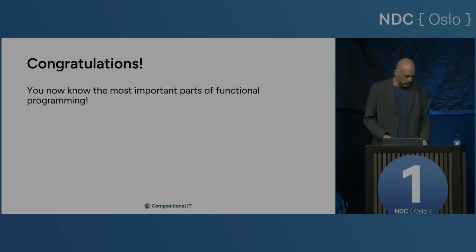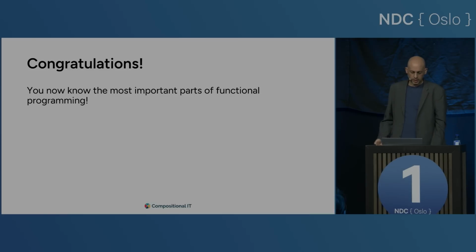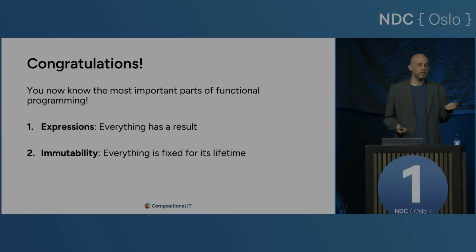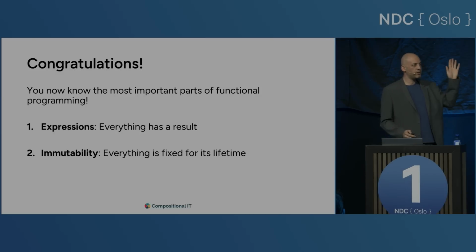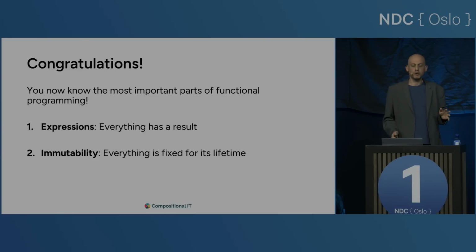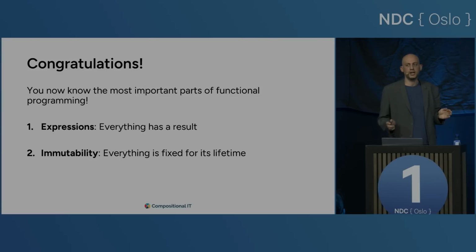That's it. We're 15 minutes in, you've now learned functional programming. That is really all there is to it. Expressions, everything should have a result, and immutability, everything is fixed for life. If you can follow those two simple rules, you're basically doing functional programming. The challenge is that those two things are actually somewhat difficult to do consistently in C#.